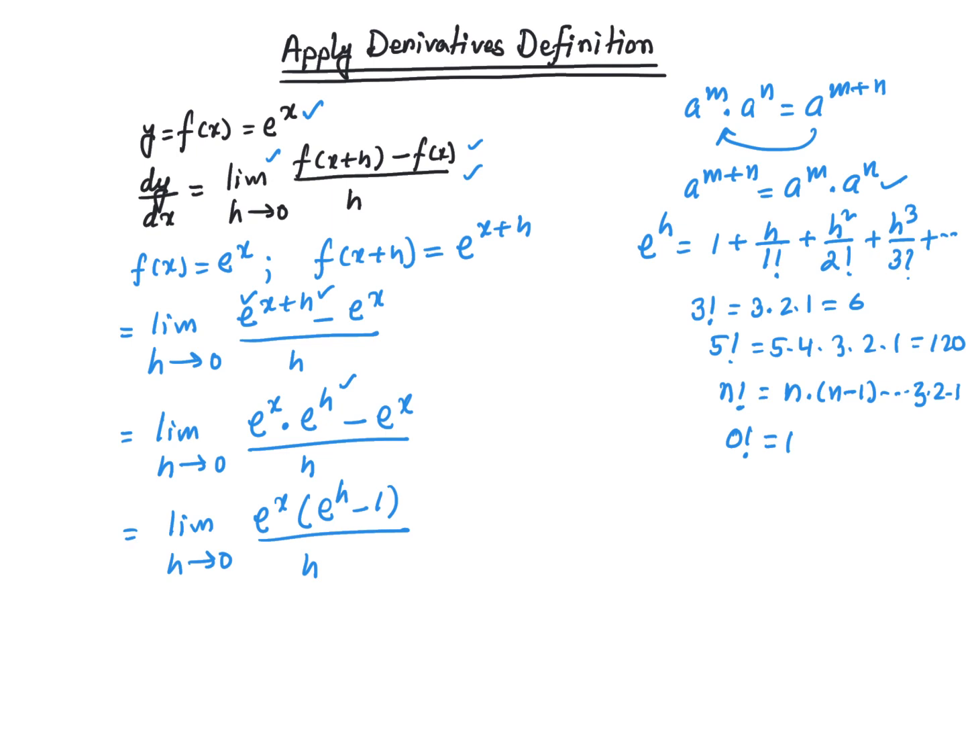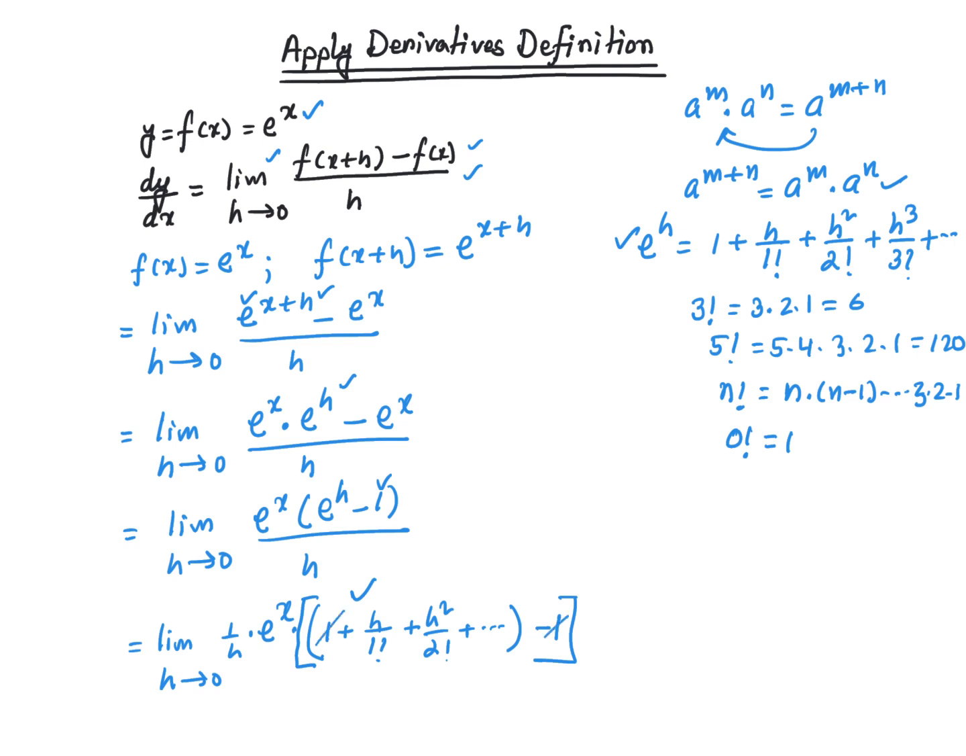So if we use this version of e to the power h, what we get is this. Now we can kind of simplify it. Oh, I forgot something here. This thing, let me put it inside. This minus 1. Okay, this minus 1. Minus 1. And this one and this one are going to cancel.